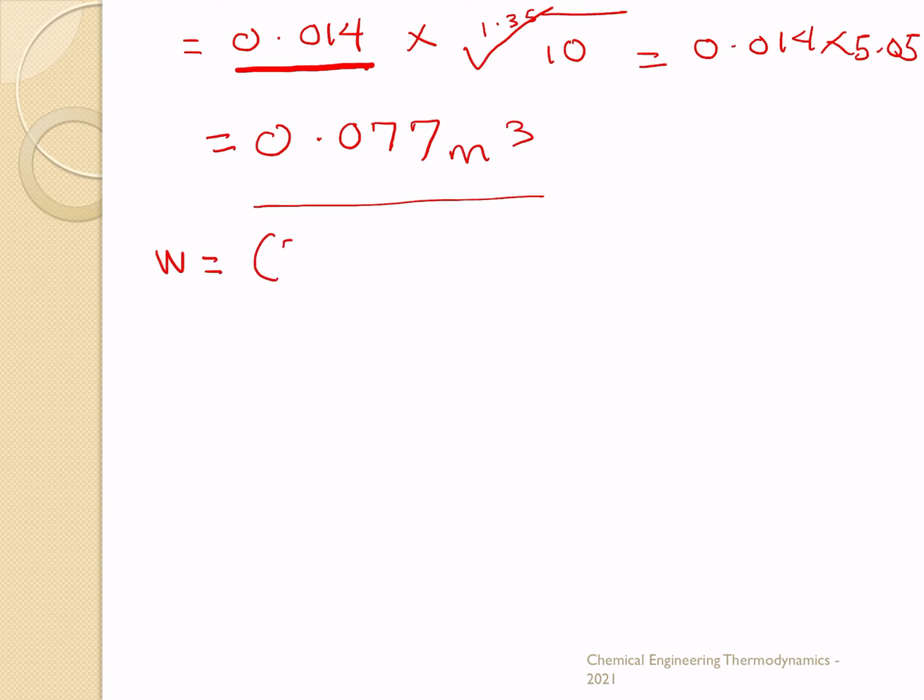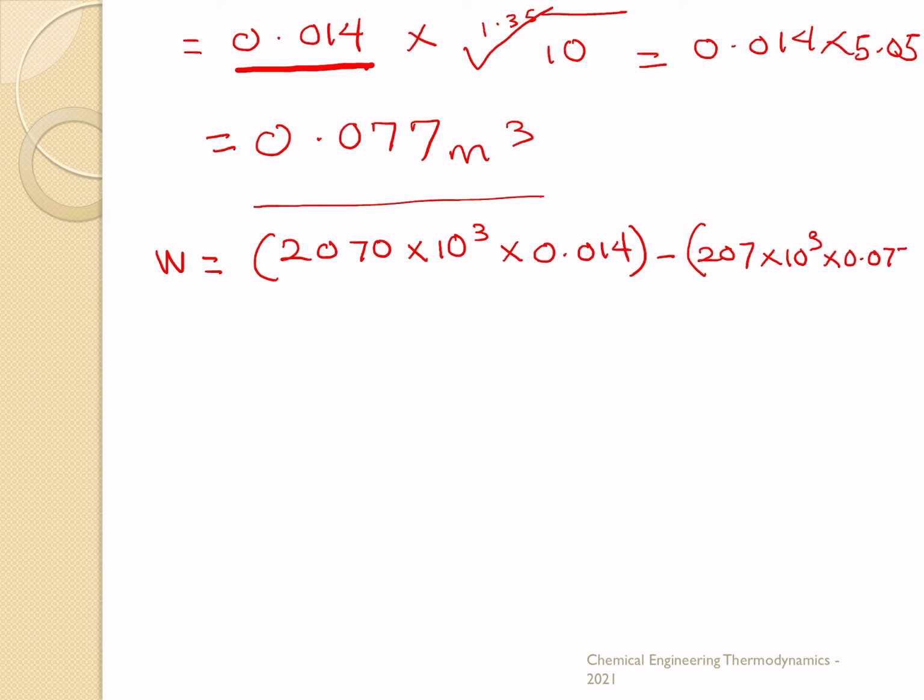W equals P1 V1, 2070. This time around, because we are not dividing by another P, you need to put a kilonewton value there. And then we have the volume 0.014, that is V1, minus, for the other one, 207 times 10 raised to the power 3, that is the pressure, times the new volume, 0.077. And then divided by n. What is our n? 1.35 minus 1.